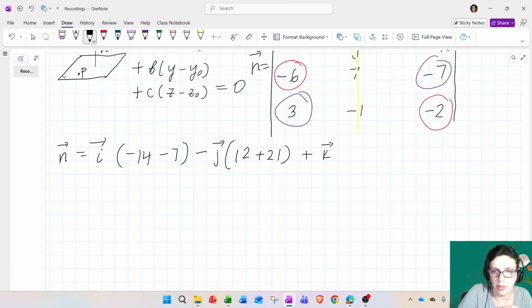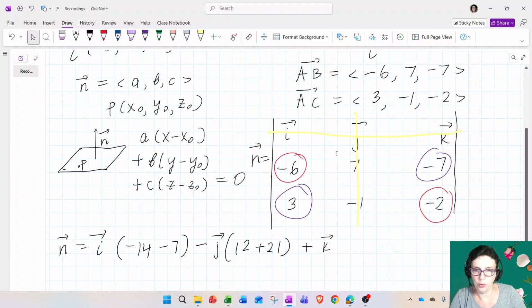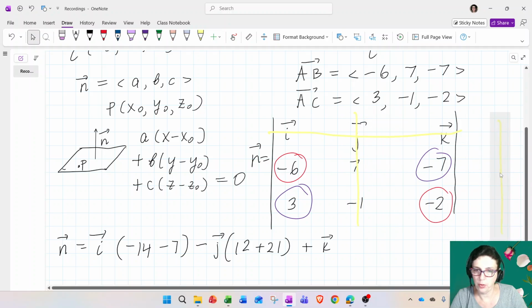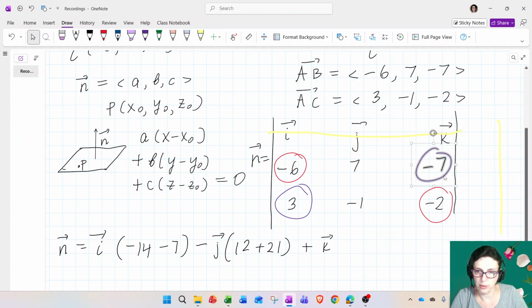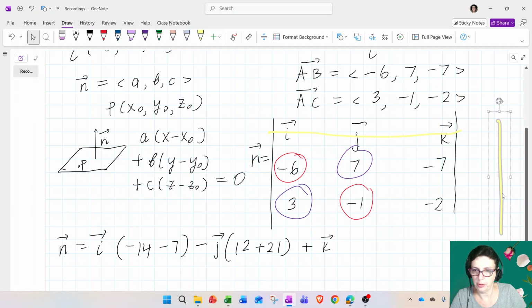Plus k. So what happens with k? So here we want to cross out the k column, right? So when we cross that out, then this guy is going to be here. Doesn't want me to just select the red. Now we did that. Thank you very much.